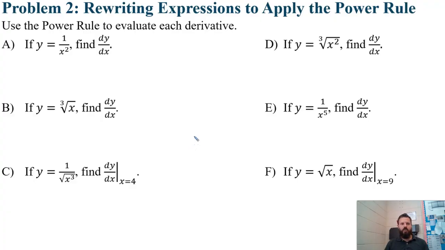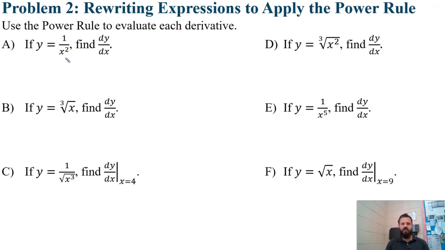So the power rule works for simple monomials, okay, x to whole number powers. What we're going to see in this next example is that it also works for certain simple rational functions, okay, functions with fractions, and radical functions, functions with roots. Let's take a look at that. Again, use the power rule to evaluate each derivative.